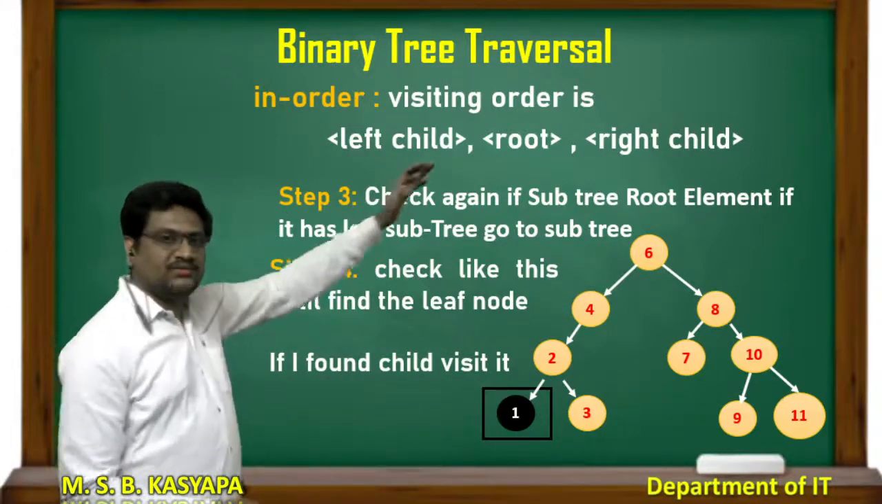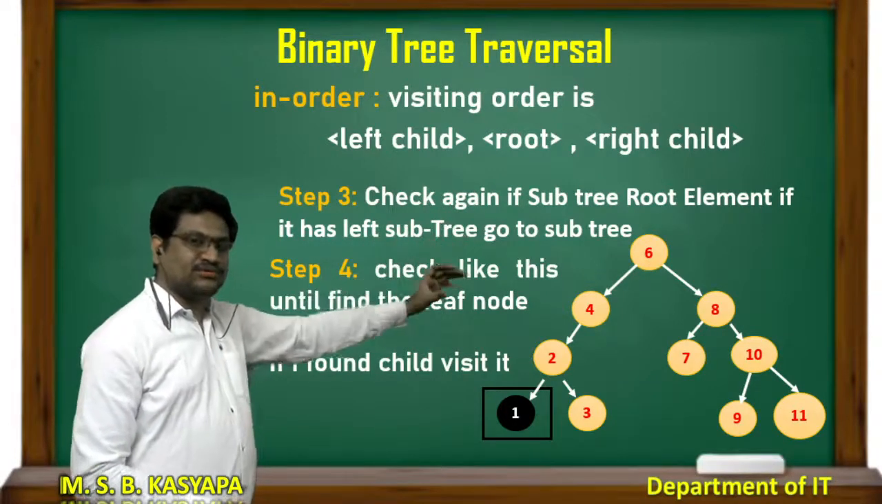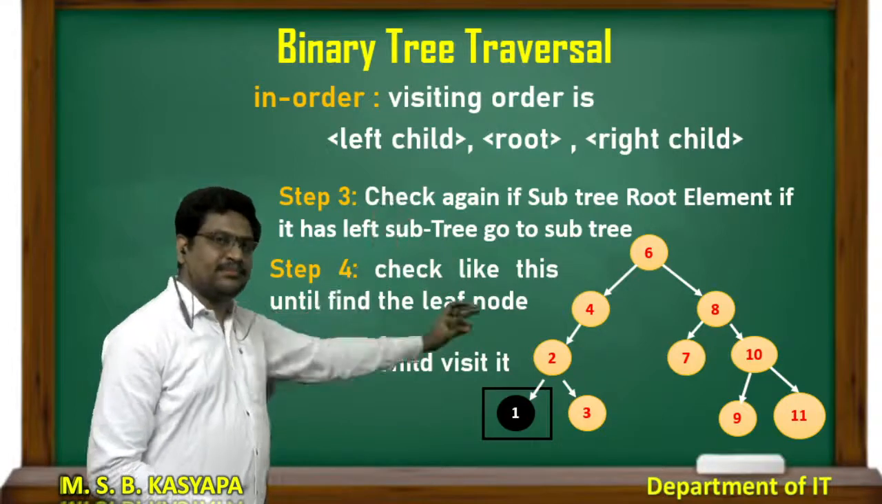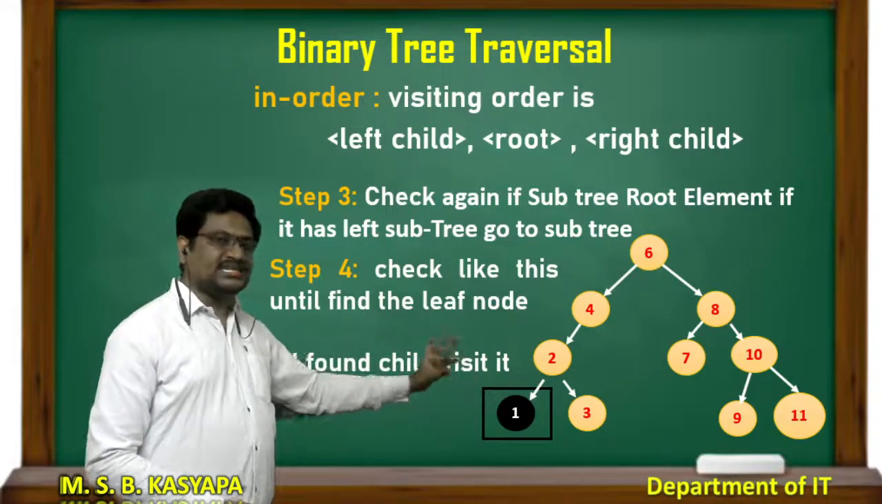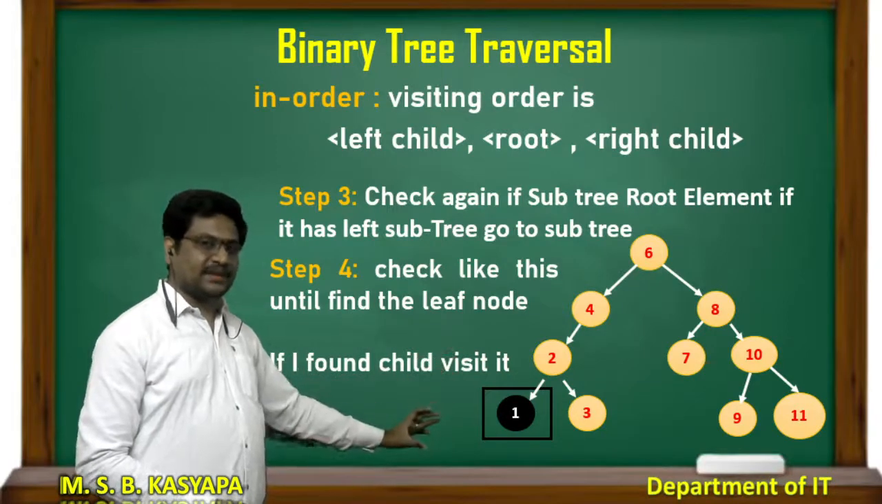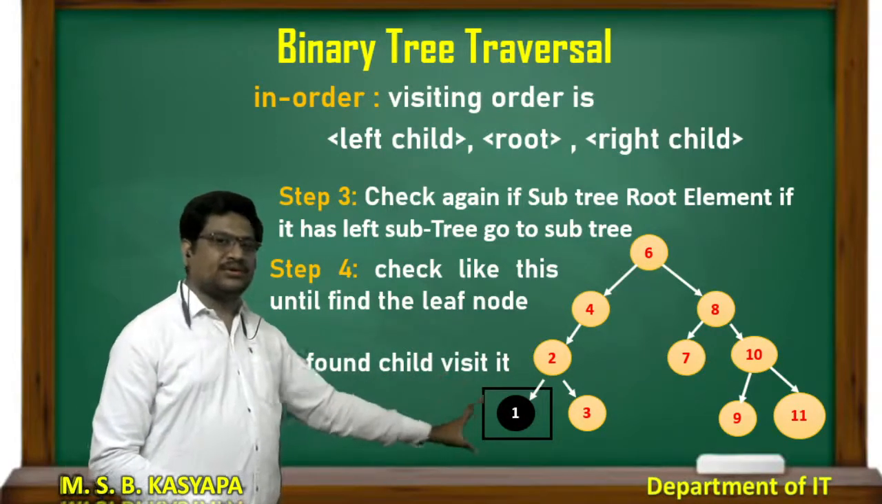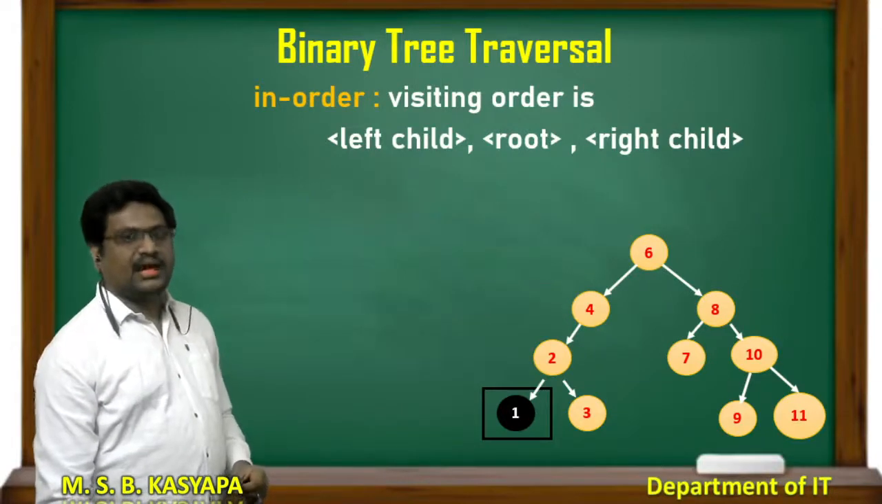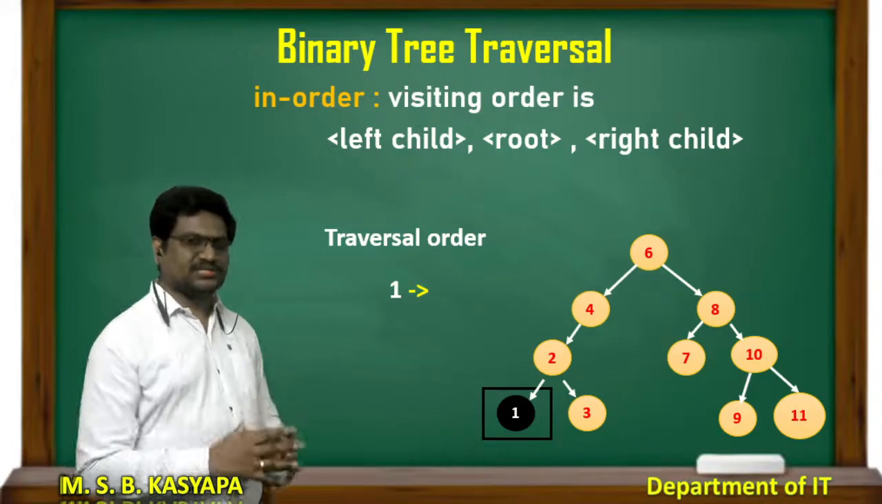So if you see, first I have visited 6. 6 has a left subtree, so I move to the 4. 4 has a left subtree, I move to the 2. 2 has a left subtree, I have moved to the 1. 1 doesn't have any left subtree. So I am visiting the node right now, that is 1. Now I have visited 1. So this is the main process.